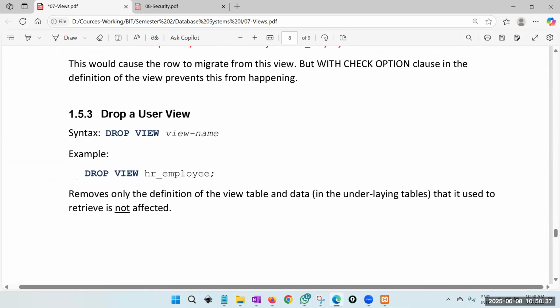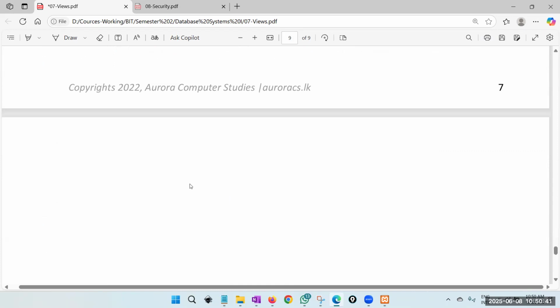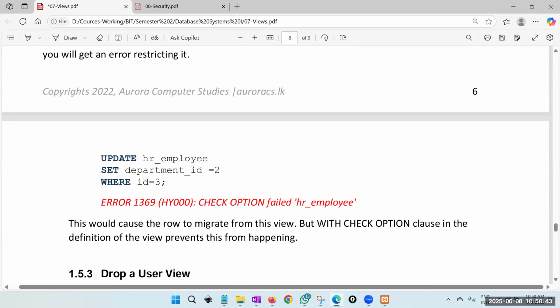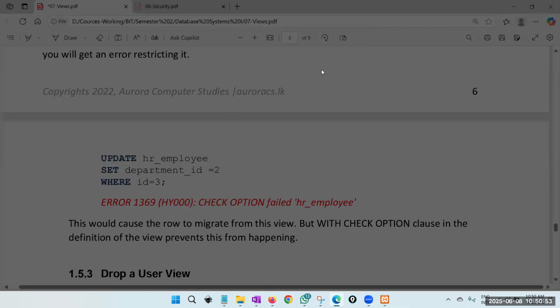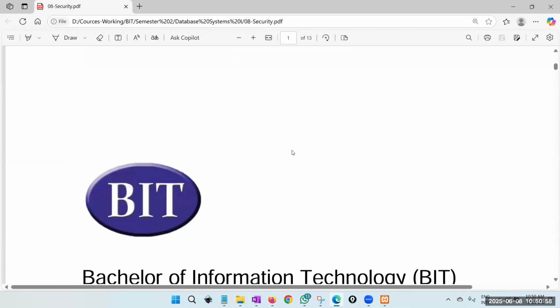How to drop a view? Drop view, your view name. That's it. Any questions? That's it with views. Any questions about views? If you don't have any big questions, we will move on to the security part. Of course, views are also part of the security, but we just took it separately.